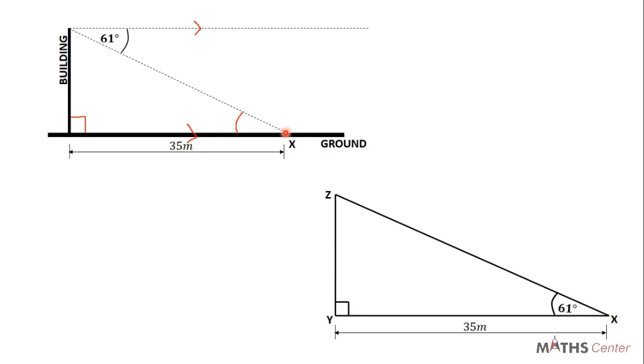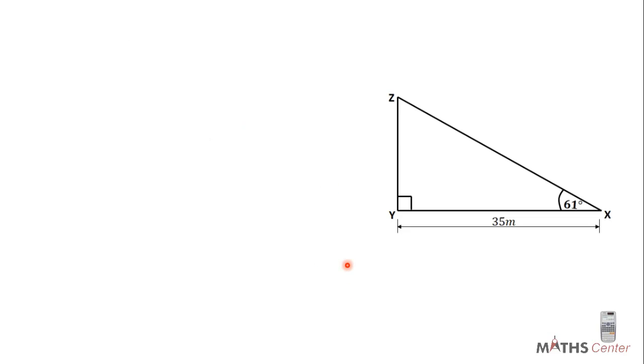Okay, so I'm going to call this point here point X. The question said it's point X, so you have to name it point X. But we don't know the names of the other points, so I will assume that here is Z and here is Y. We have our right angle here. The distance between this point and this point from the diagram is 35 meters. We need the height of the building. From the diagram here, the height of the building is YZ or ZY. So that is what we have to find.